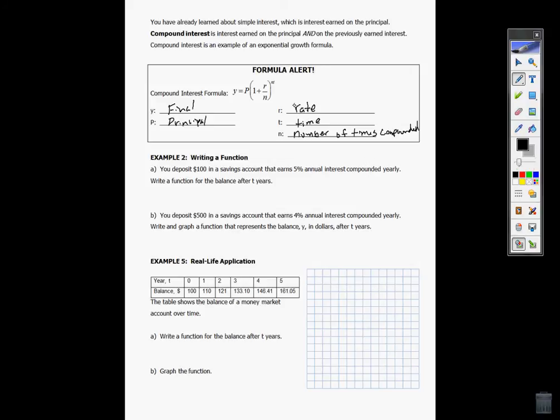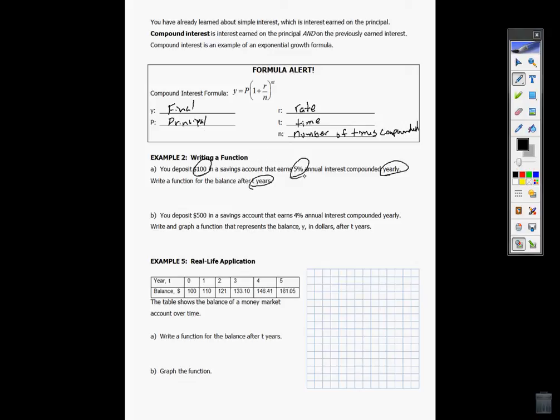Let's look at example 2 and see how all of these things play out together. You deposit $100. That's important. Into a savings account that earns 5% annual interest compounded yearly. That's important. Write a function for the balance after t years. So what this tells me, it gives me a lot of information just in a very, very short amount of time. It tells me I deposit $100. That's principal. That's initial amount of money.